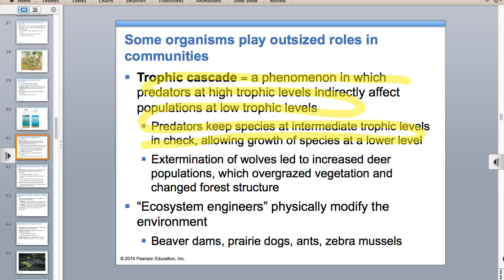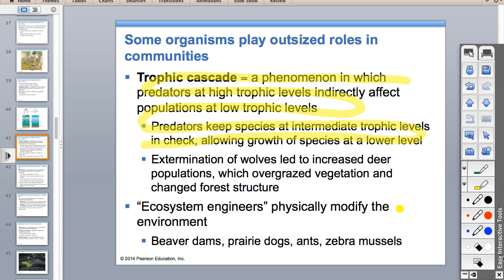And so that's what I was talking about, an ecosystem engineer, when they actually go in and physically modify the environment. Sometimes you could classify them as keystone species because they have that big impact.